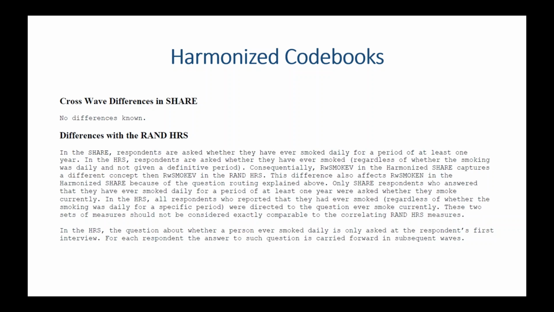So in this case, in SHARE, respondents are asked whether they have ever smoked daily for a period of at least 1 year. And in the HRS, respondents are asked whether they've ever smoked, regardless of whether the smoking was daily, and not given a definitive period. And depending on what you're looking at, that difference could be quite important. So we really try to highlight those differences for you here.